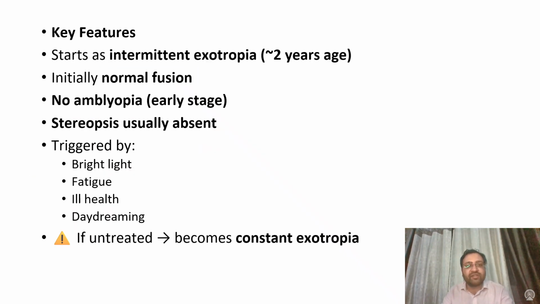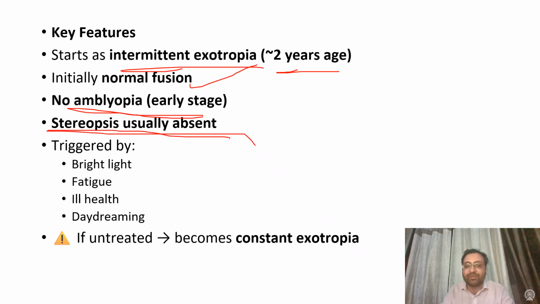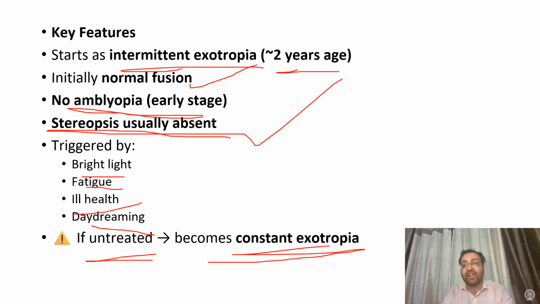What are the key features? Here it starts as intermittent exotropia at around 2 years of age. Initially the fusion is normal and in early stage there is no amblyopia. Stereopsis is usually absent, very important feature. So how is it triggered? It is triggered by bright light, fatigue, ill health, or even during daydreaming. If this is left untreated, this becomes constant exotropia and then there are chances of amblyopia.